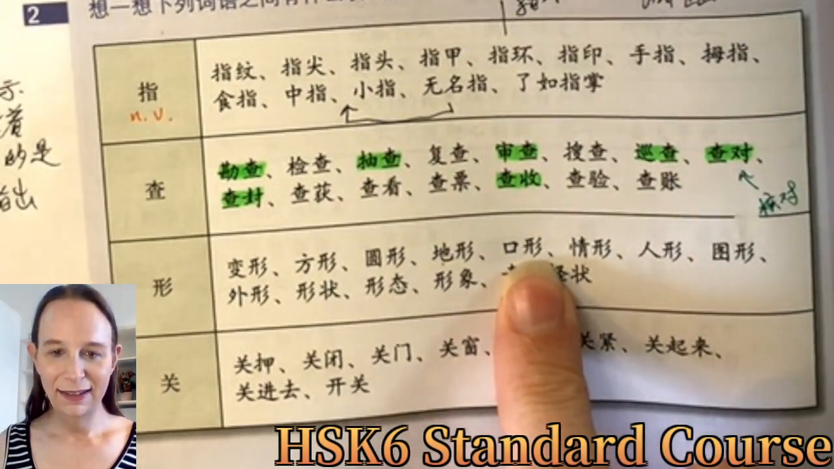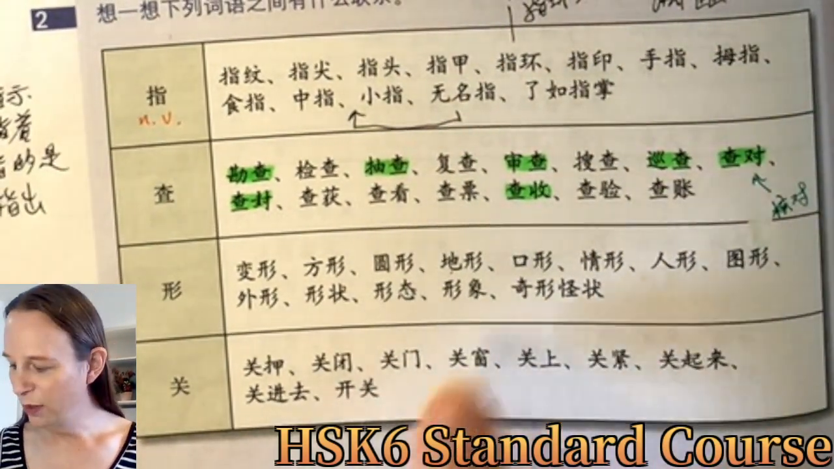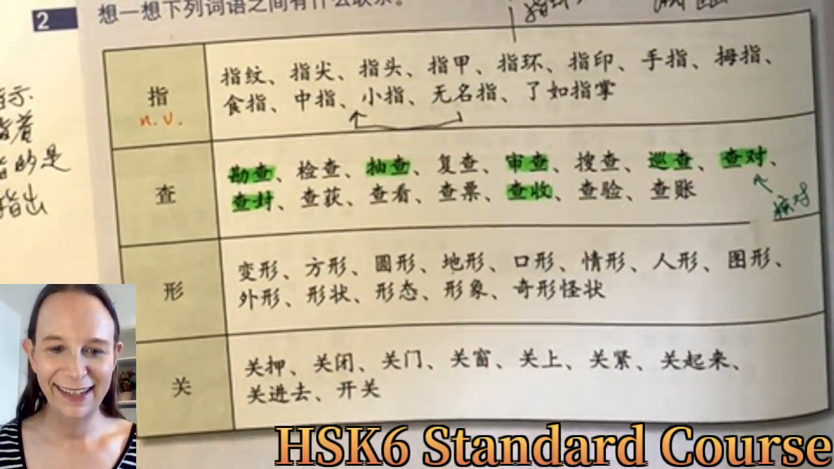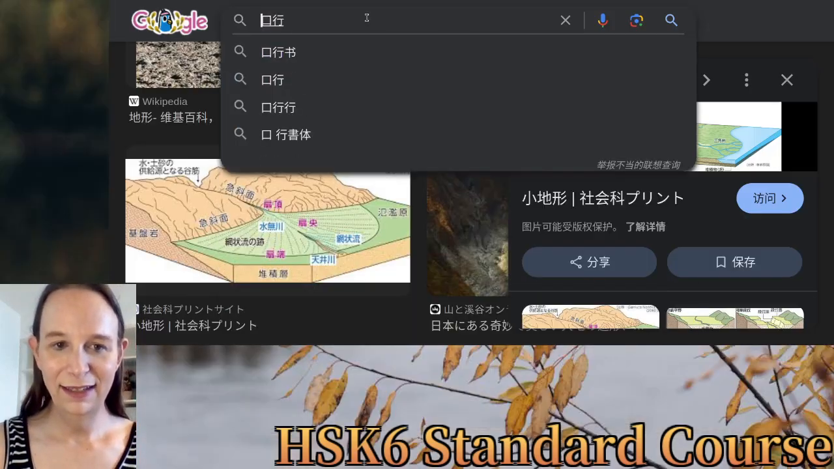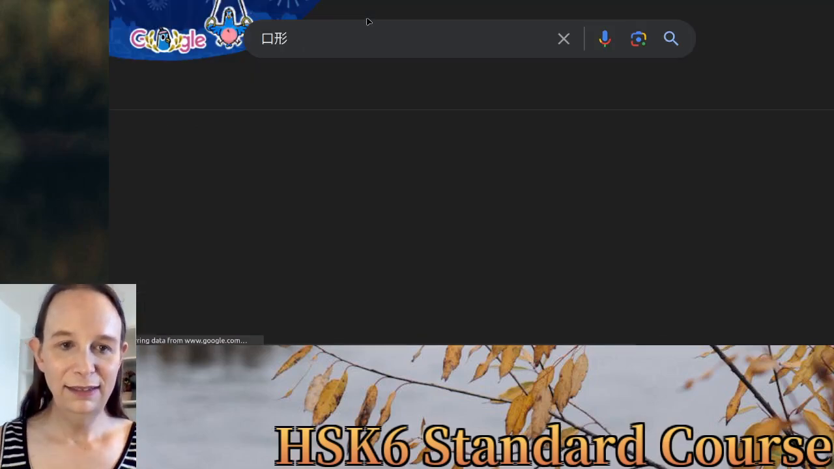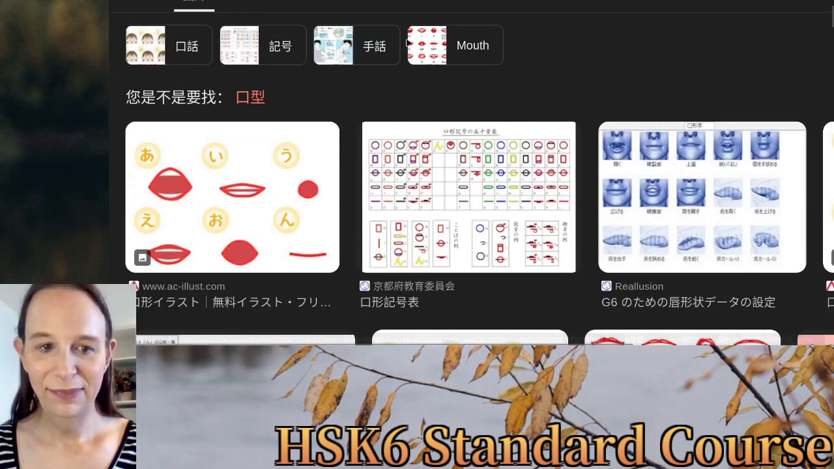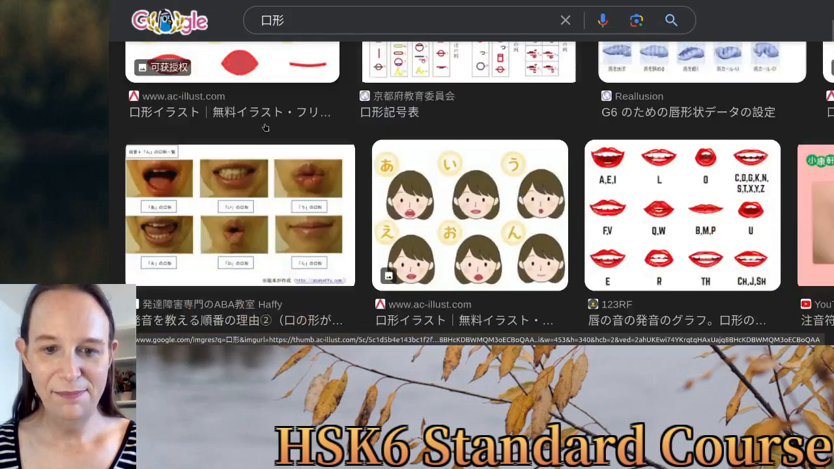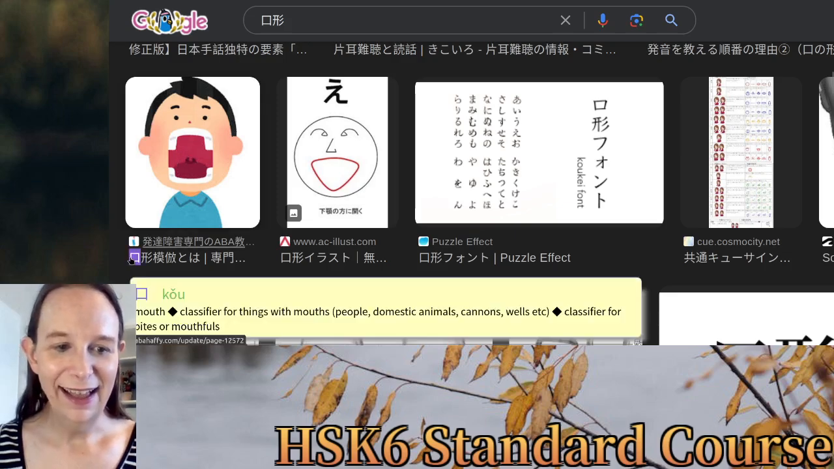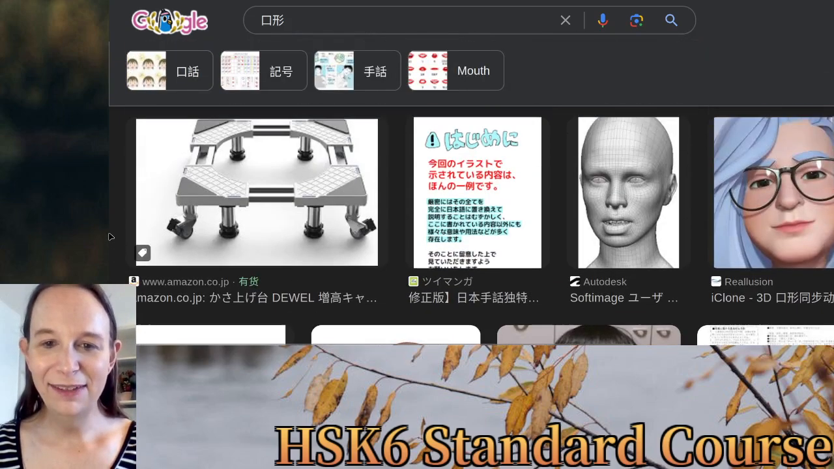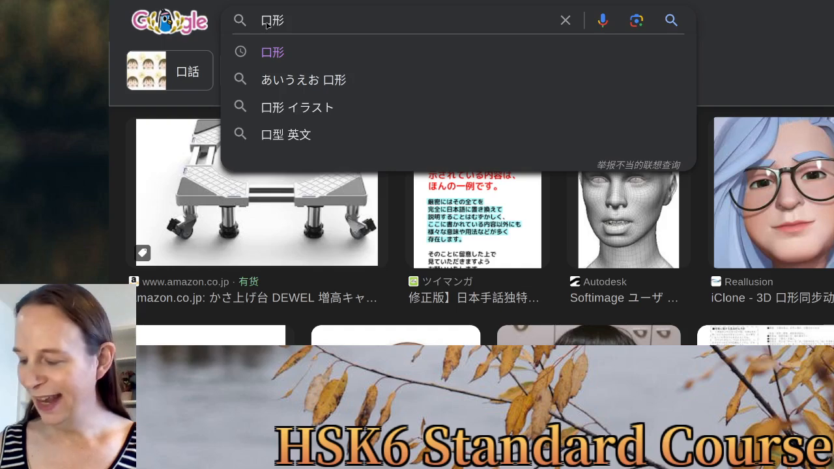口型. So this just means the shape of 口, the character, right? 口型. Whoops, 形. Okay, so this is mouth shaped. Yeah, maybe your mouth looks like this guy's. 口型. Yeah, you can put it as a suffix before basically anything. So name something that has a distinct shape.